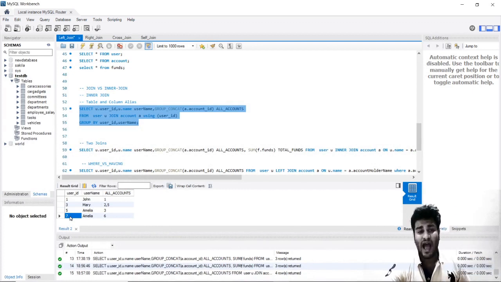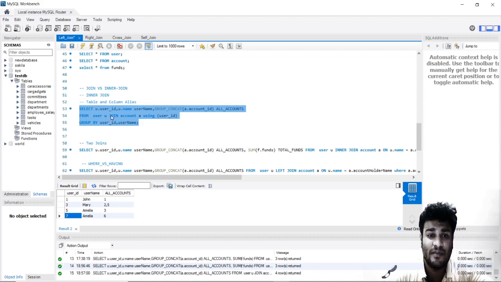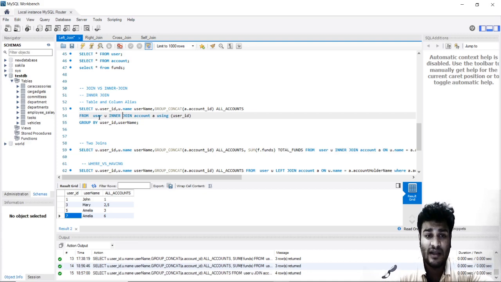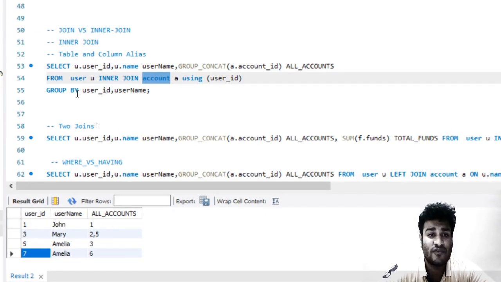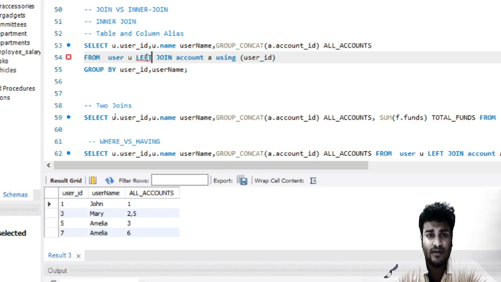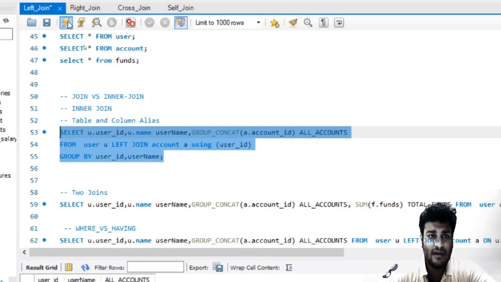So now we have people who have an account. Now what if we want the people who do not have any accounts? We want a list of all the users which are attached with our bank, and they may have an account, they may not have an account. Inner join brings up only the records which are present in both the left table and the right table. But left join will bring up all the records from the left table. I have to make it left join, and then I will go ahead and run it.